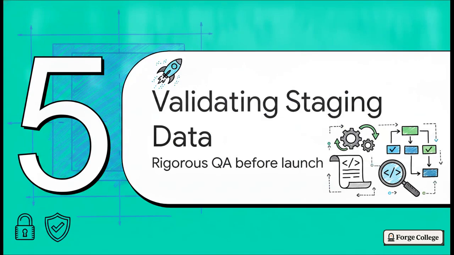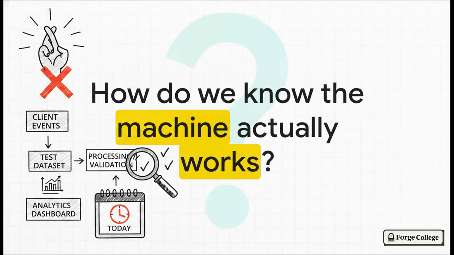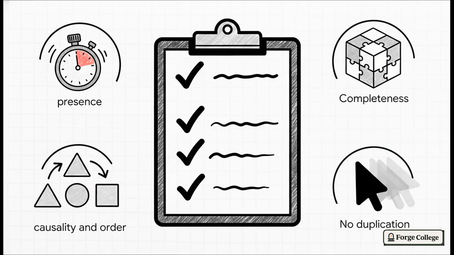Which brings us to our final part, Section 5, validating your staging data. We've got the blueprint, the payload, and the code snippet. But before we deploy this whole operation for real-world A/B testing, we have to ask the ultimate question. How do we actually know this machine works? We can't just deploy it, cross our fingers, and hope the analytics dashboard looks right tomorrow. We have to prove it works today. To build that confidence, we use a staging validation checklist.